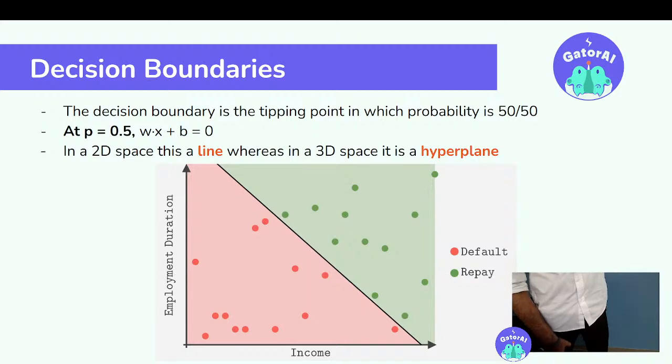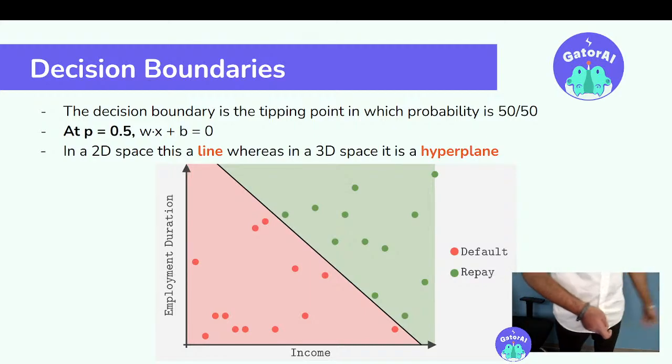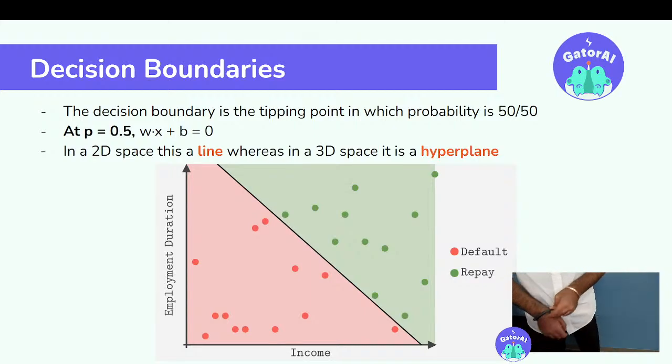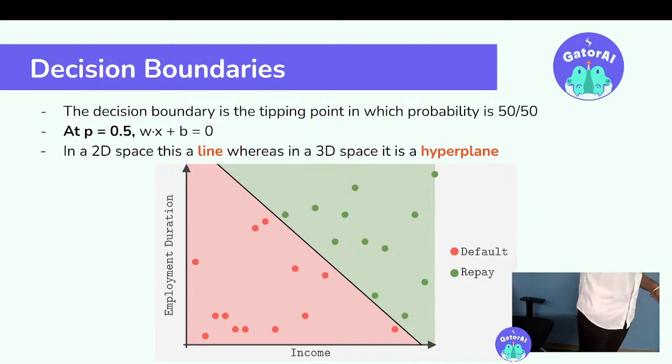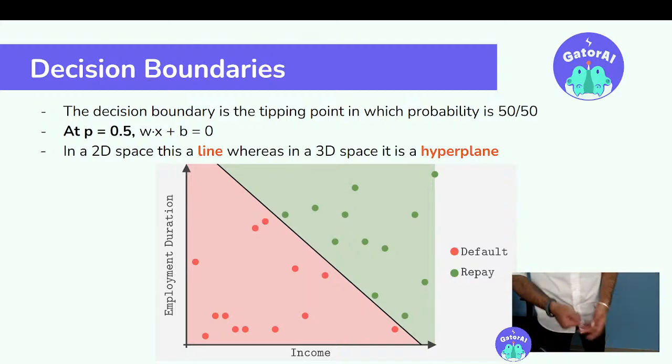If you look at the graph, the x-axis represents income, and the y-axis represents employment duration. The red points represent people who defaulted on a loan, and the green points represent people who actually repaid their loan, right? At its core, the decision boundary isn't really about separating classes. It's about providing thresholds. So if it's above 50, it goes into one group, and if it goes below 50, it goes into another group.